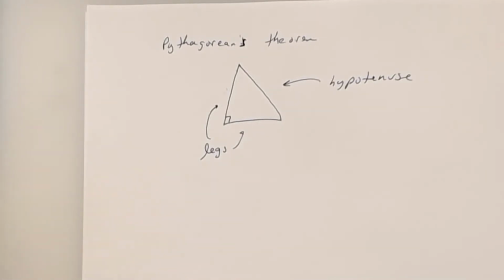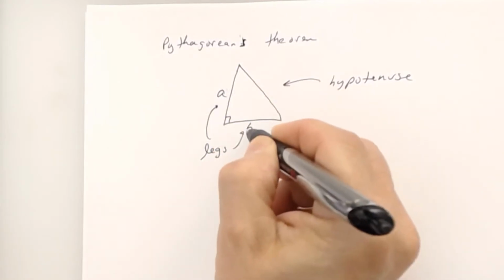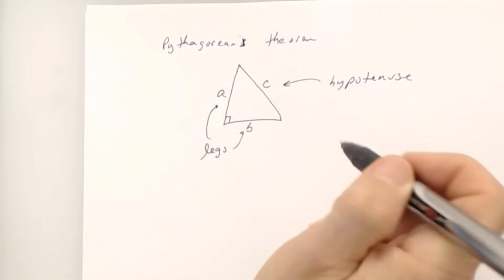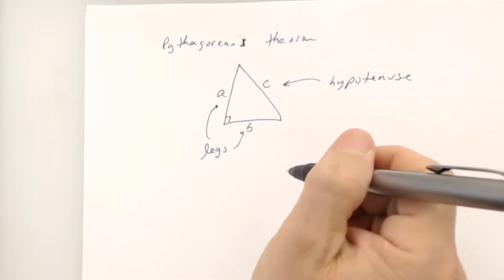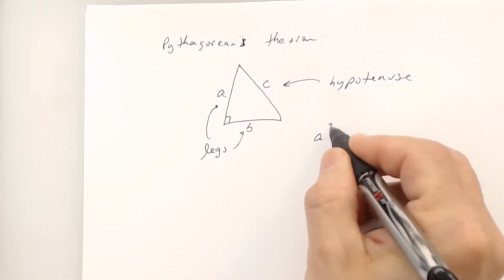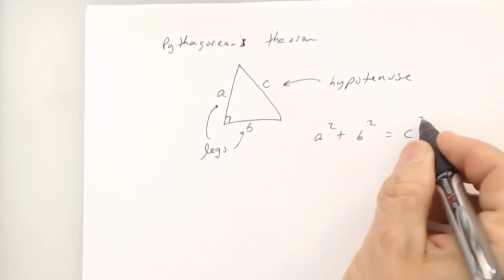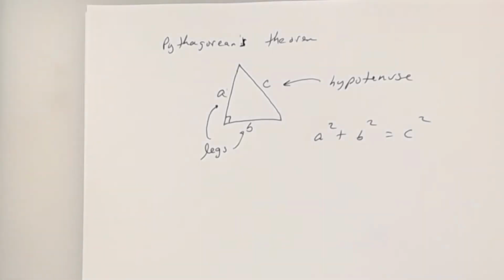All right, and remember, we denoted the legs as A and B, and we denoted the hypotenuse as C. And Pythagorean's theorem said that if I square the legs and add them together, that's going to equal the hypotenuse squared. So A squared plus B squared equals C squared. And that's what Pythagorean's theorem said. Okay?